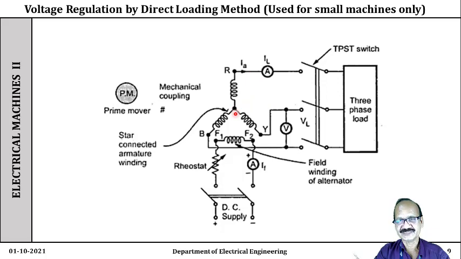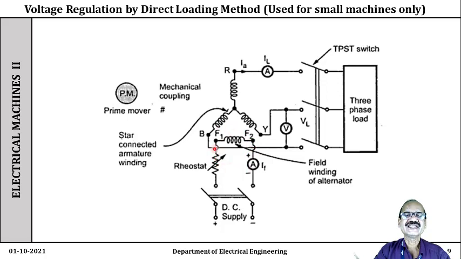That is also possible. Now here it is a triple pole single throw switch, and that is used to connect the load, to switch on the load and switch off the load. And the load may be three phase, either star connected or delta connected. Okay. Now turn to the rotor circuit.